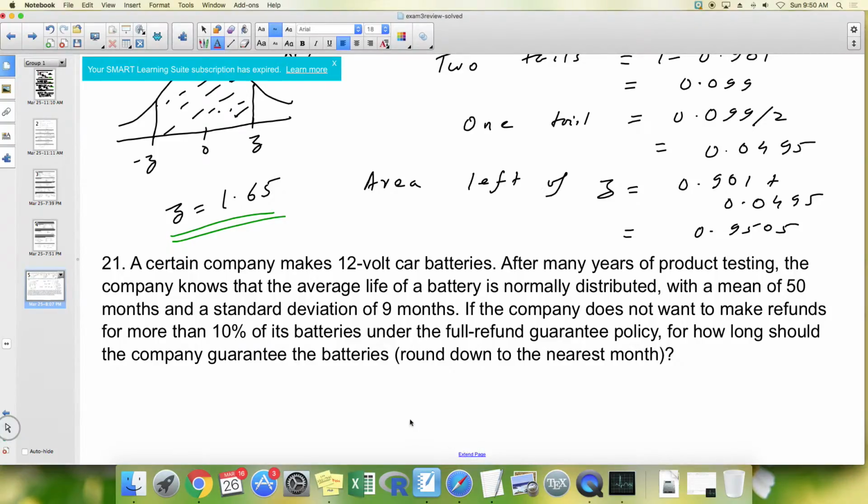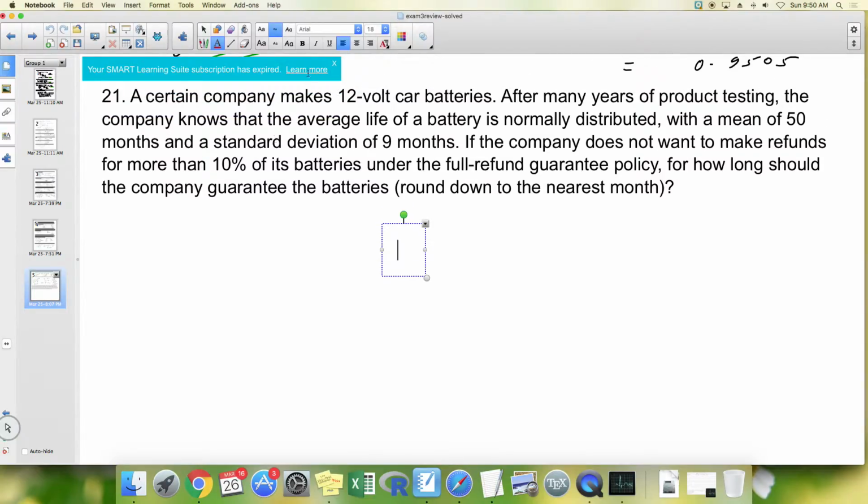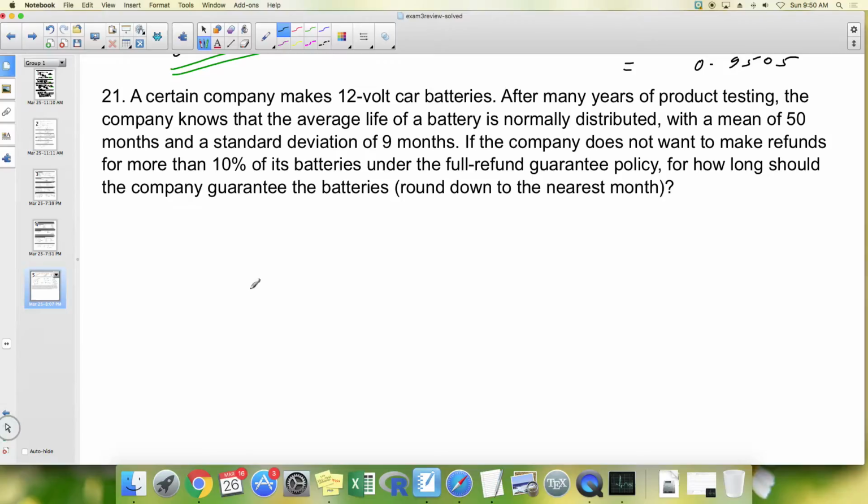So problem 21. A certain company makes 12-volt car batteries. After many years of product testing, it knows that the battery life is normally distributed with mean 50 months and standard deviation 9 months, and the company doesn't want to make refunds for more than 10% of its batteries. So what should be the point for which it offers the refunds?